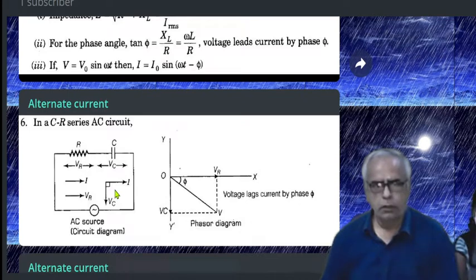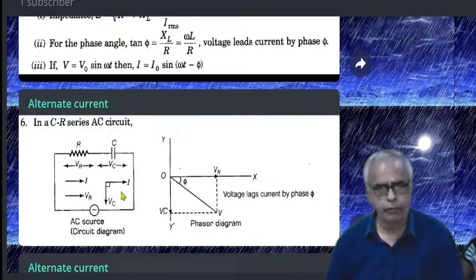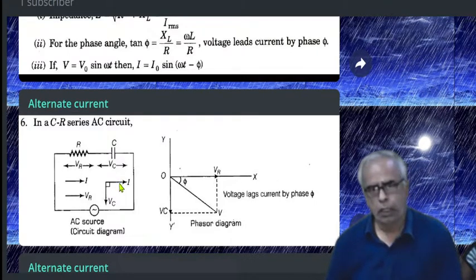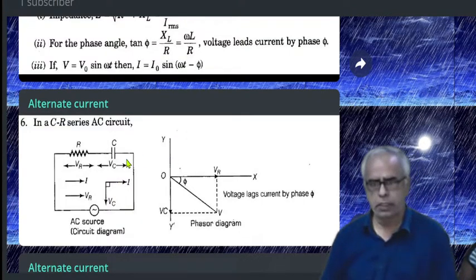In fact, the angle between the capacitor voltage vector VC and the current is 90 degrees. The phase angle is 90 degrees, that is pi by 2, right?